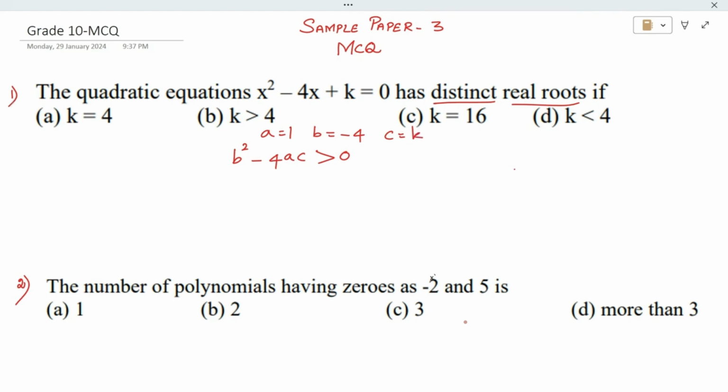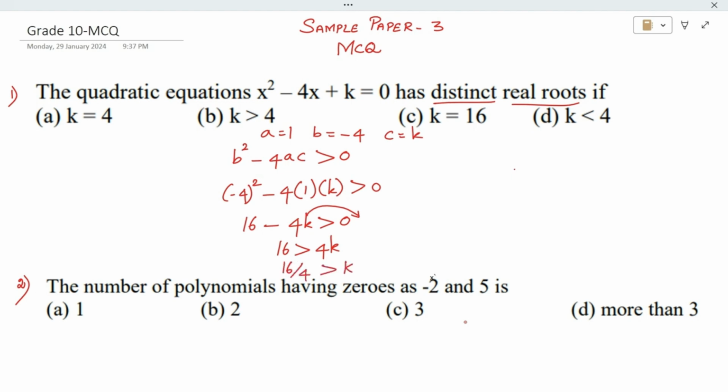Now I am going to substitute here minus 4 the whole square. Please mention it inside the bracket. Minus 4 times of 1 times of k, which is greater than 0. 16 minus 4k is greater than 0. Now I am taking 4k to the other side. So 16 is greater than 4k. Okay, so 16 by 4 is greater than k. So what you will get? 4 is greater than k, or I can say k is less than 4. So which is option D.